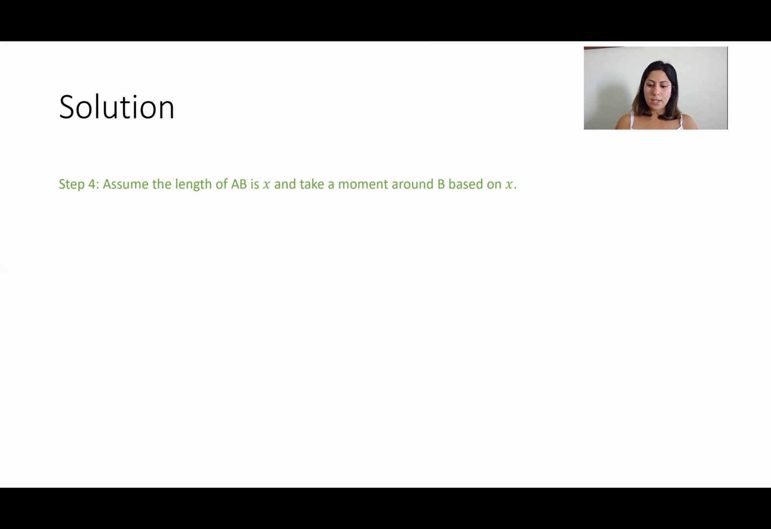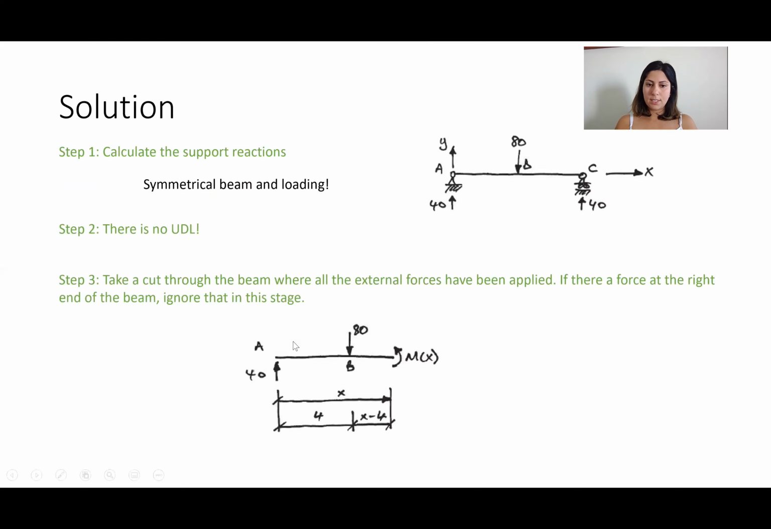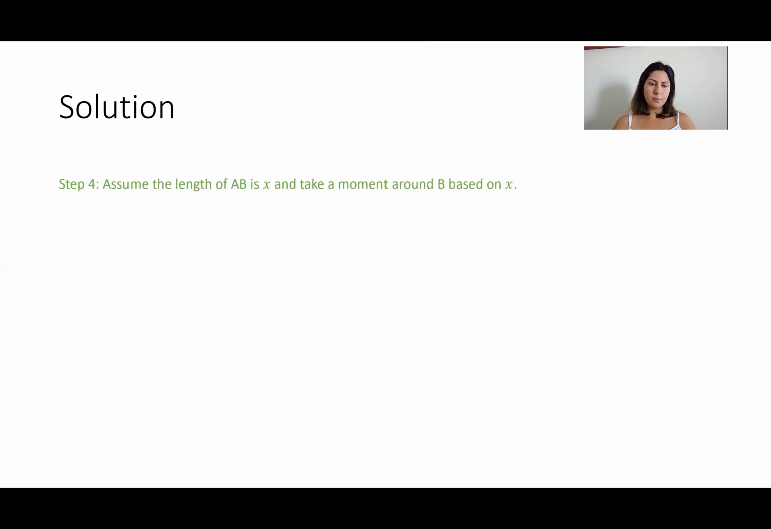As I told you, we assume the total length of this part is x. So AB stays 4 meters, but BJ is x minus 4 meters. So assume this free body diagram, take a moment about point J and find Mx parametrically based on x. So that would be Mx.